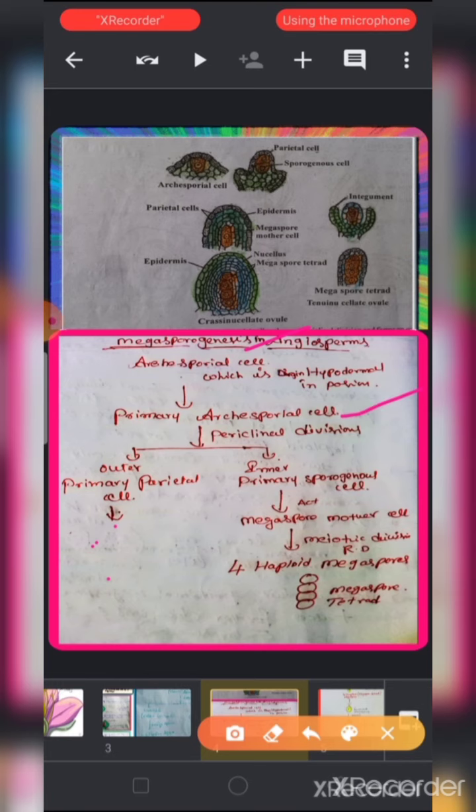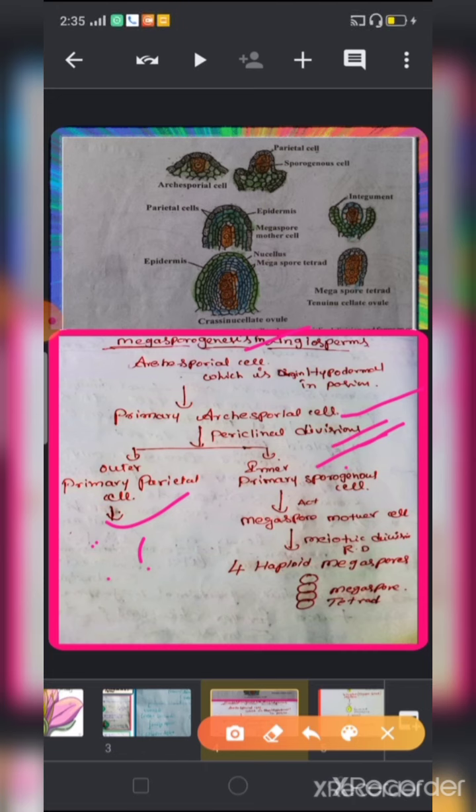This primary archisporial cells again take periclinal division and produce outer side primary parietal cells and inner side primary sporogenous cells. Outer primary parietal cells may or may not divide further, and it totally depends on its nature. If this primary parietal cells take periclinal division, they form parietal cells. Next, coming to the inner primary sporogenous cells, this primary sporogenous cell acts as a megaspore mother cell.